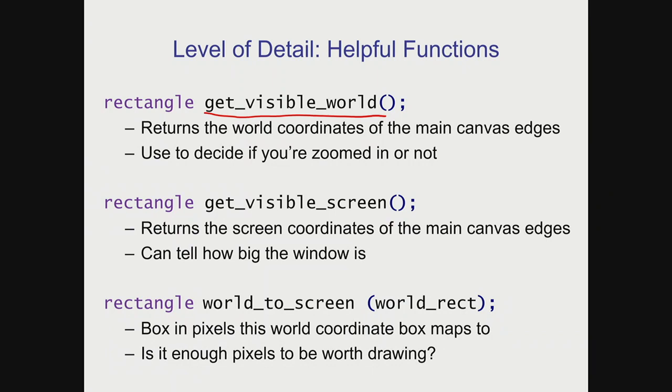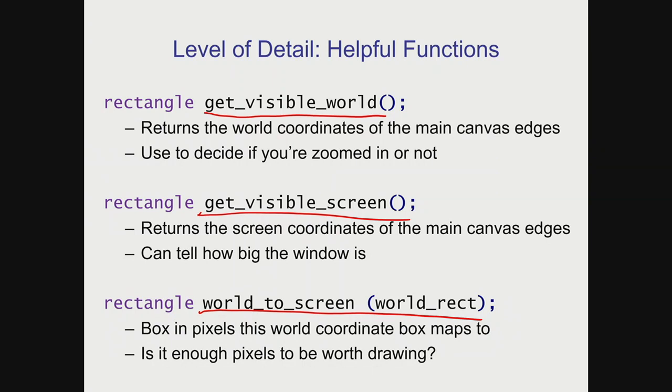So this lets you see how much of my coordinate system is on the screen right now, okay? You can also ask for get visible screen. Get visible screen does the same thing, but it's just pixels. So it's actually just telling you how big the drawing window you're in is in pixels, which sometimes can be helpful.